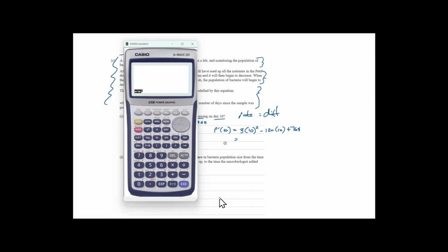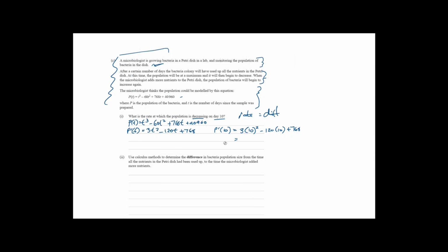Going to get Mr. Casio to calculate that for us. So 10 squared is 100, so 300 minus 1200 plus 768. So minus 132. So minus 132.